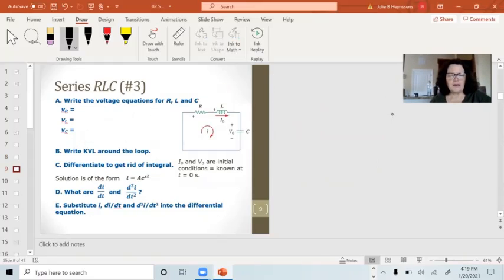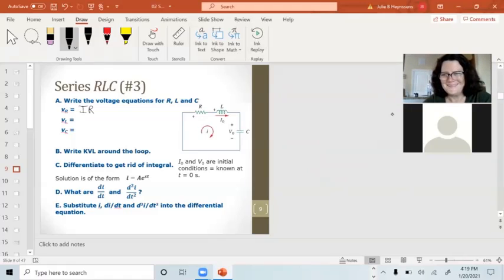Okay, so we've got a series RLC circuit. We know the voltage across the resistor, Ohm's law in terms of the current, is just going to be IR. V equals IR. The voltage across an inductor, and we learned this in 188, it's one of the few equations I had memorized when I was working: V equals L di/dt.